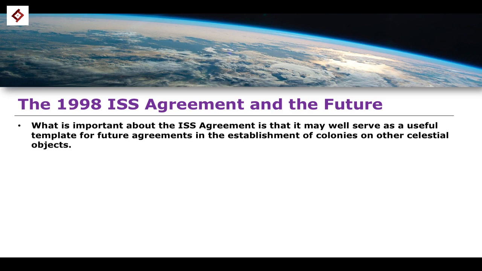And so therefore the ISS agreement could serve as a very useful template for future agreements on the establishment of colonies. So for example, potential colonization of the moon, or even potential colonization of Mars, if Elon Musk is to be believed. And so therefore the ISS agreement could serve as a useful template for potential future agreements.